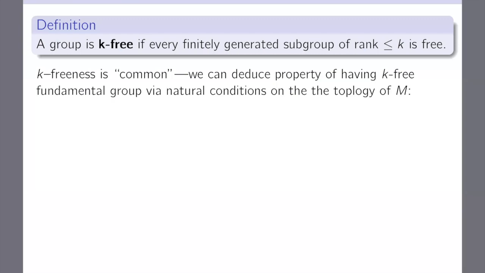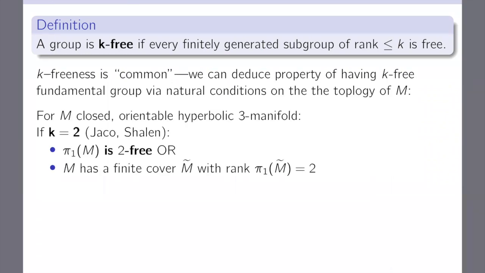Okay, so a reminder about our definition of k-free: a group is k-free if every finitely generated subgroup of rank less than k is free. The point of this slide is to let you know, in case you were wondering, how do we deduce k-freeness and how common is it? Is it a weird condition to have on my fundamental group? And the answer is it's actually common in the following way.